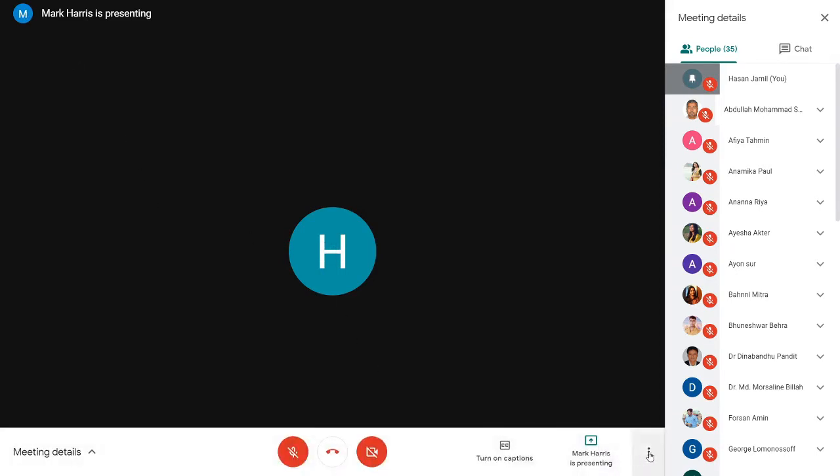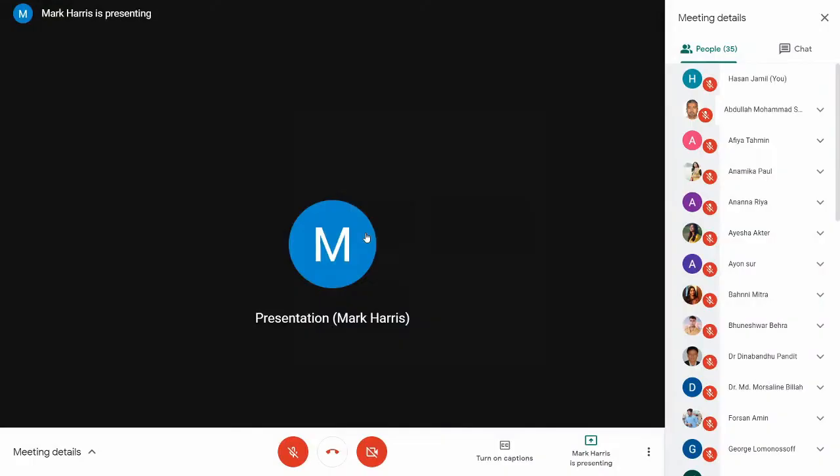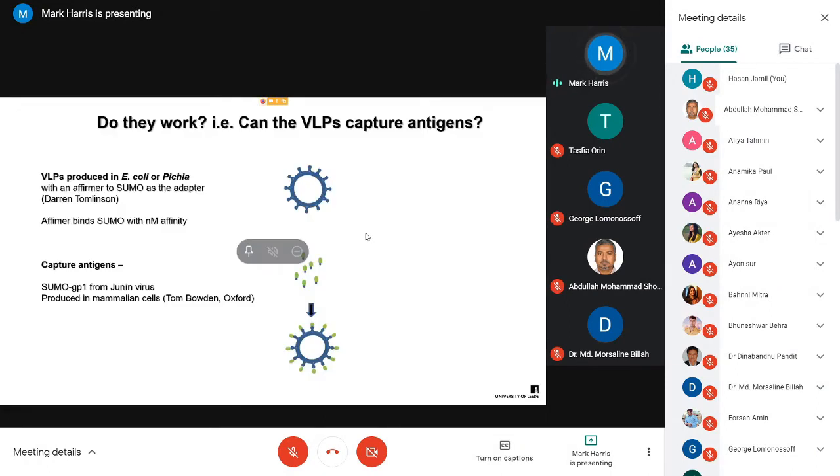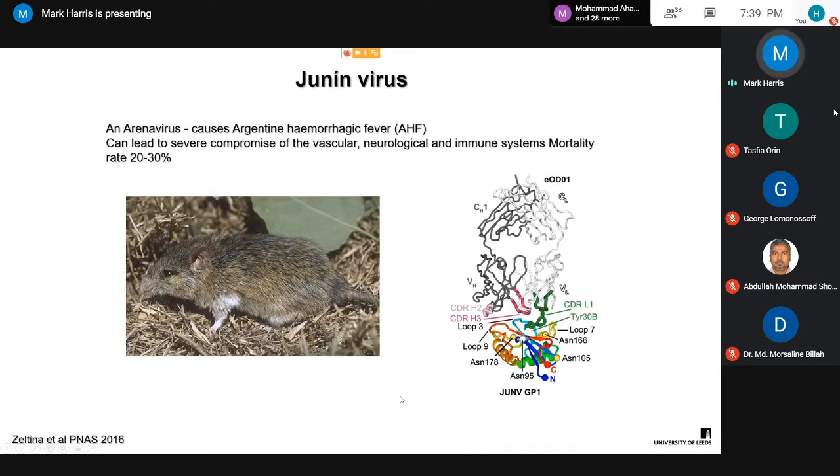So the next thing is, do they work? Can the VLPs actually capture antigens of interest? We've done a number of different experiments here over the years, both in George's lab and in Leeds, and I'm going to show you just one piece of data on some of the development work. Here, what we're asking is, if we make a foreign antigen and take one of those scaffolds that I've just described, do we actually manage to immobilize that antigen onto our scaffold?